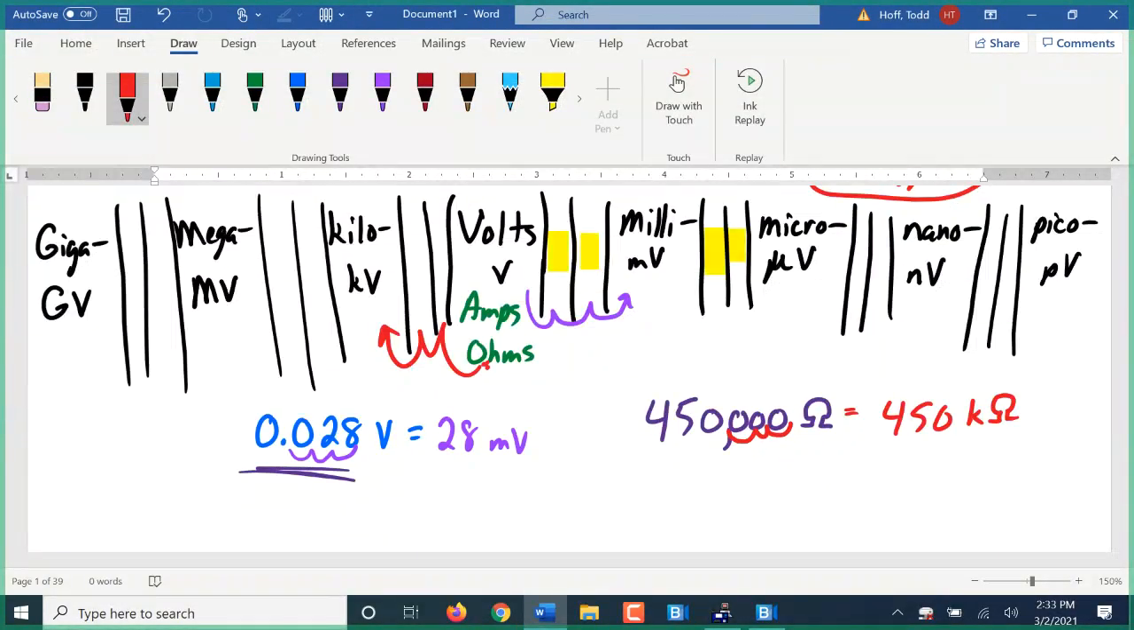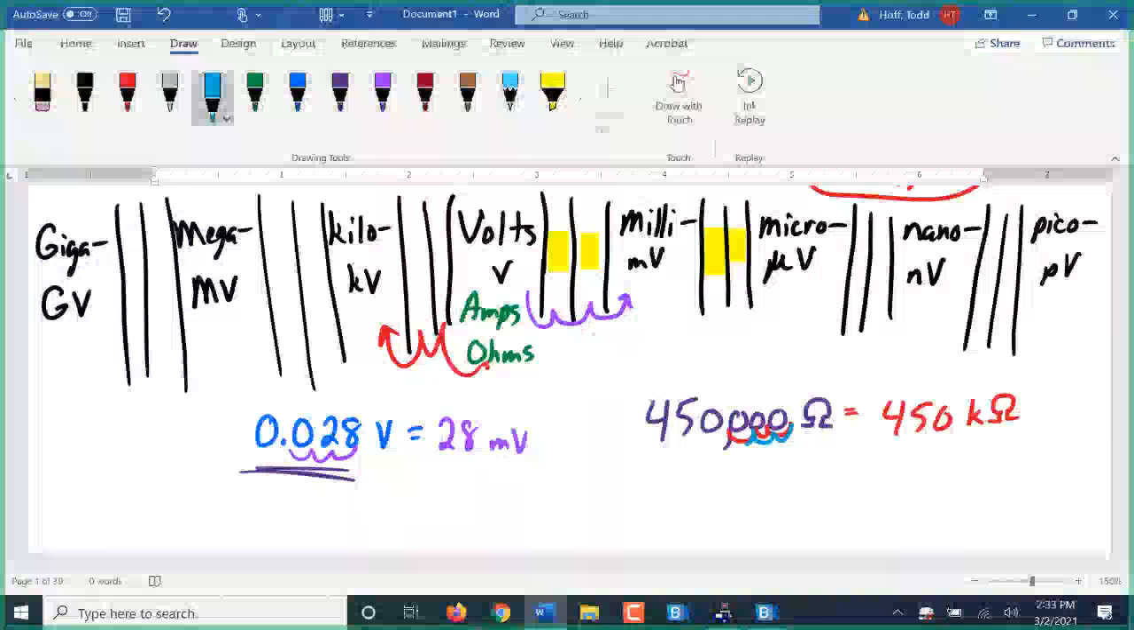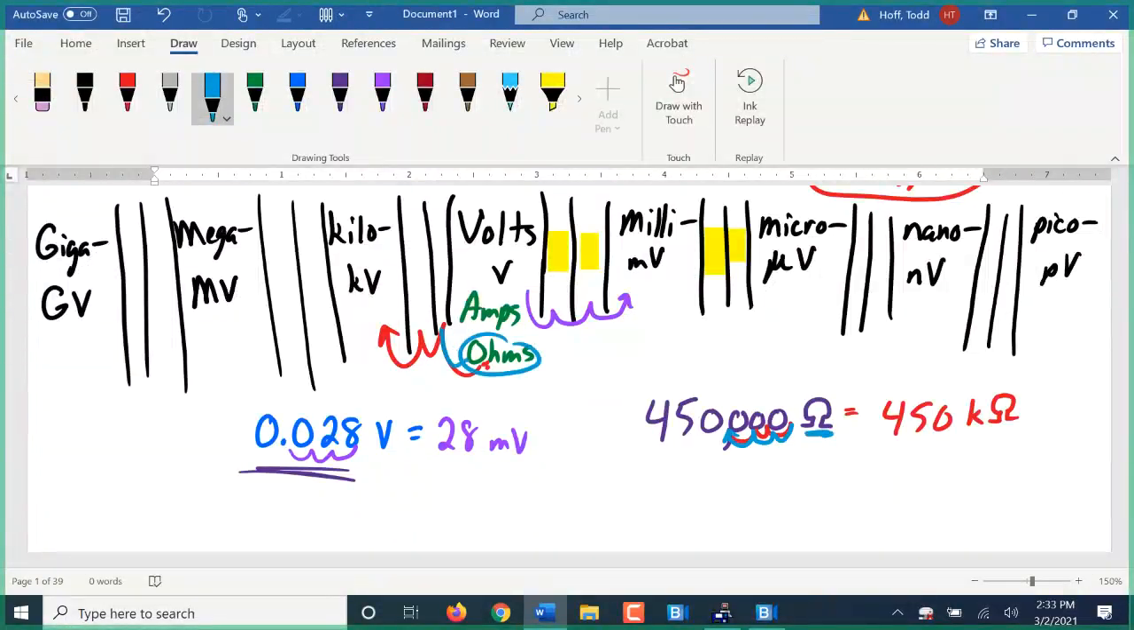So the movement goes both ways. We can either move on the chart first to move our decimal point, or we can move the decimal point first and then use the chart to tell us what the units have to change to. Here we move the decimal point 3 spots to the left, so we go 3 spots to the left on the chart to go from ohms to kilo-ohms.